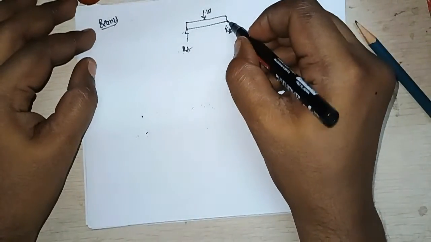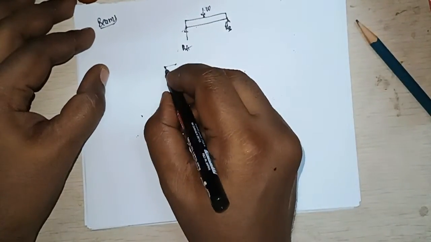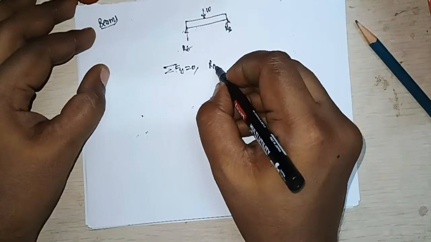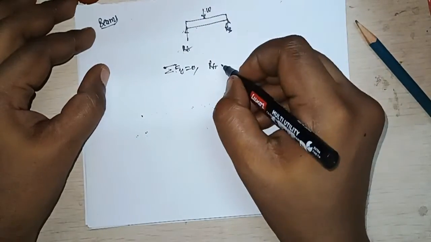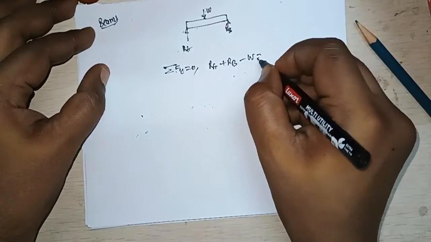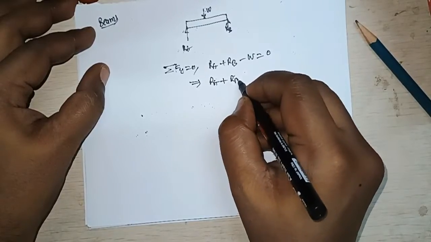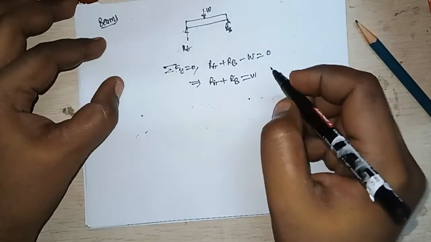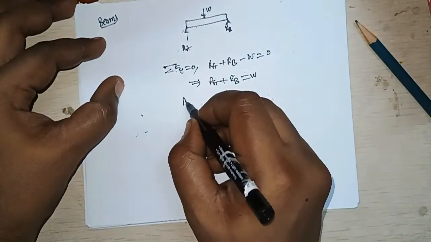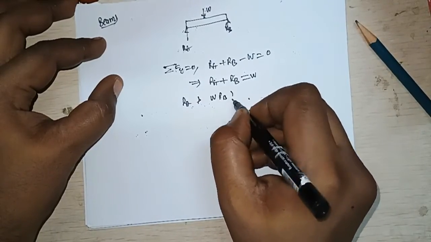Now see, in this particular case, apply sigma Fy equal to 0. What you get is RA is going up plus RB, and this W is coming down, minus W is equal to 0. RA plus RB is equal to W. Now how will you find what is RA and what is RB? This is a question mark.